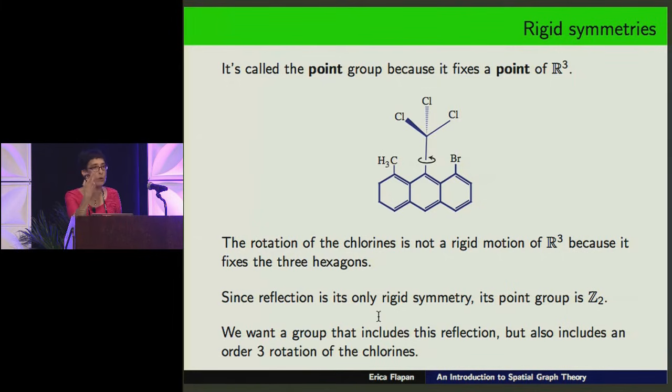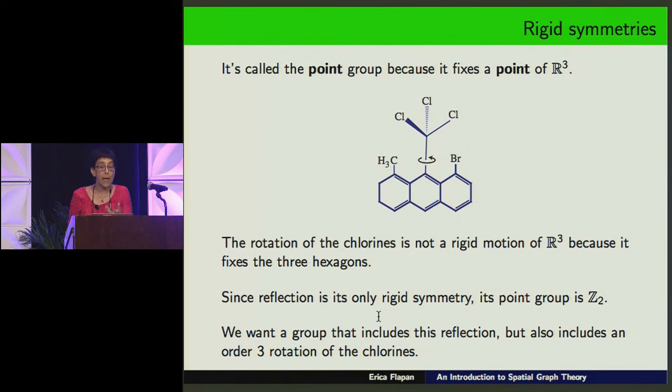It's a rigid motion of just the chlorines, but it's not a rigid motion of space, because if it were a rigid motion of space, the entire graph would have to be rotating by 120, which it's not. So this rotation of the chlorines is not picked up by the point group. The point group is only the group of rigid motions. So for this particular molecule, the point group is Z2, because it's just a reflection, that's it. This has a reflection, it's a reflection that contains the 3 hexagons and interchanges the forward and backward chlorine, and that's it. But we're not happy about that, because we want the symmetry group of this molecule to tell us all the symmetries.